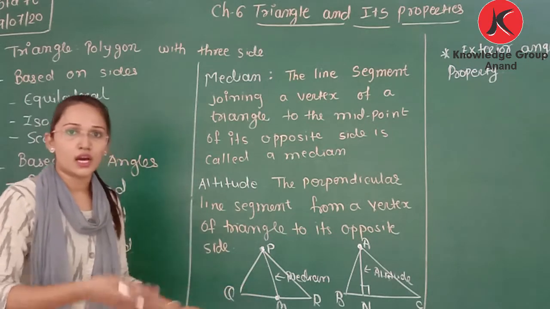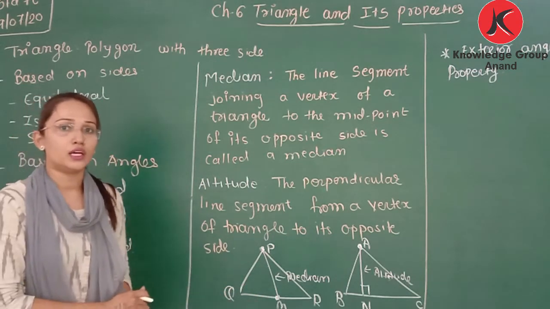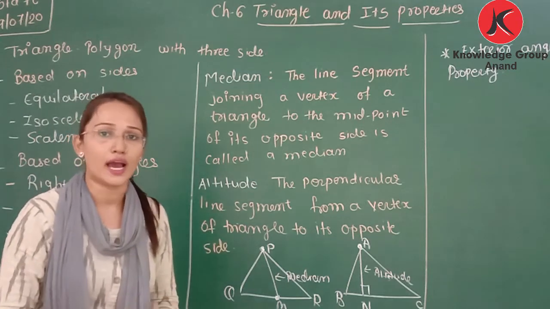In an obtuse angle triangle, the altitude is outside of the triangle. Altitude gives the vertical height of the triangle.